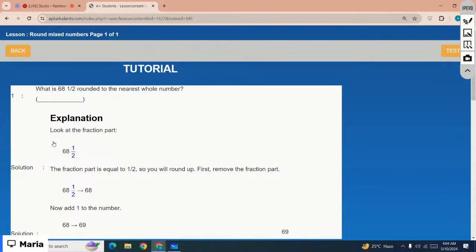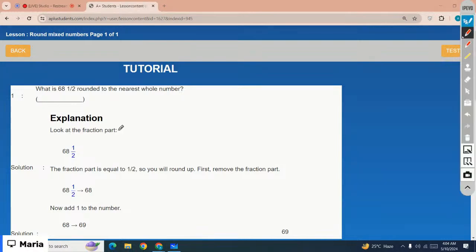Whenever you have to round the mixed fractions, you have to look for the fractional part. Right here you have 68 whole 1 over 2. So you have to look at 1 over 2. 1 over 2 means exactly the half, right? That means you have to round up. If the fractional part is half or more than half, you have to round up, right? And if the fractional part is less than half, you have to round on the same whole number.